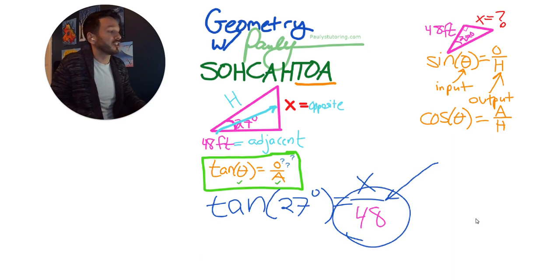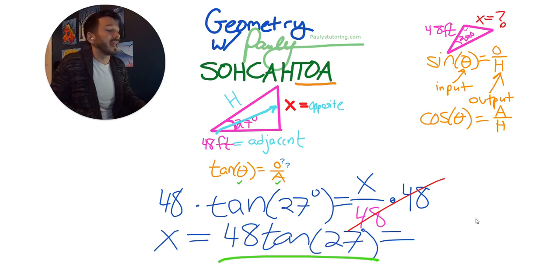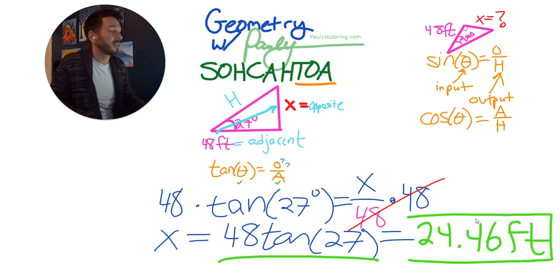And at this point, it's just inverse operations. We're focusing on the divide by 48. We're going to multiply by 48 on both sides, okay? And that means that x equals 48 tan of 27. That is 24.46 feet. I hope this helps.